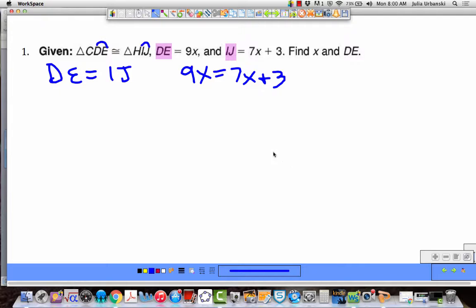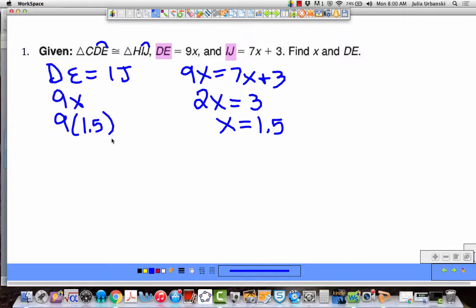So now we solved that. Minus 7x on both sides makes 2x. And then when you divide by 2, x equals 1.5. Not done question. They did tell us to find x. They also told us to find DE. So I'm going to go to DE. DE equals 9x. That was given to me right here. 9 times 1.5. 1 times 9 is 9. Half of 9 is 4.5. So that'd be 9 plus 4.5, 13.5.